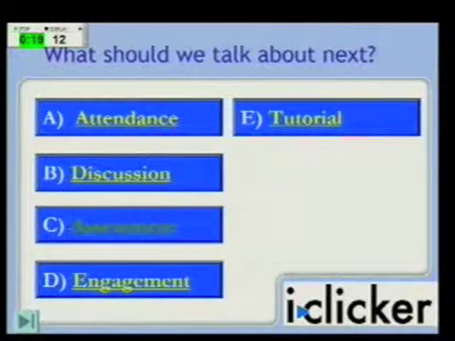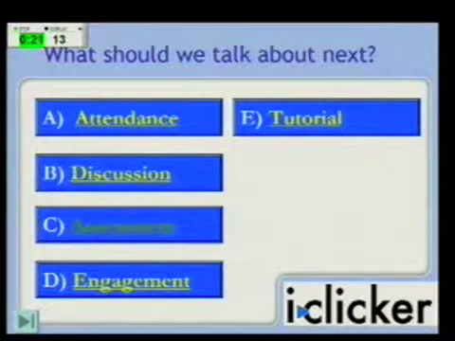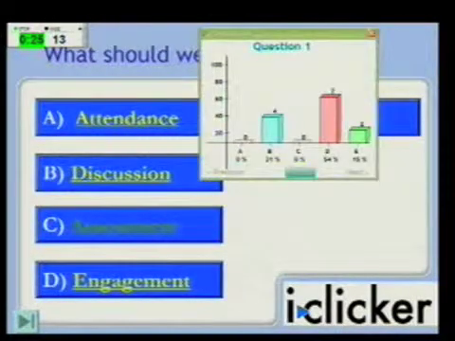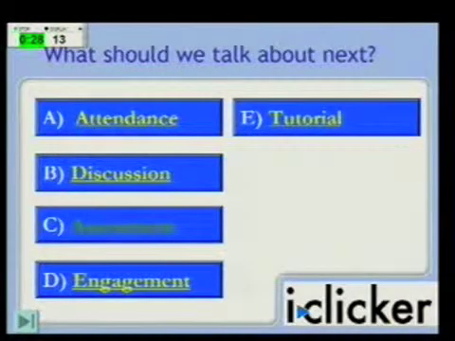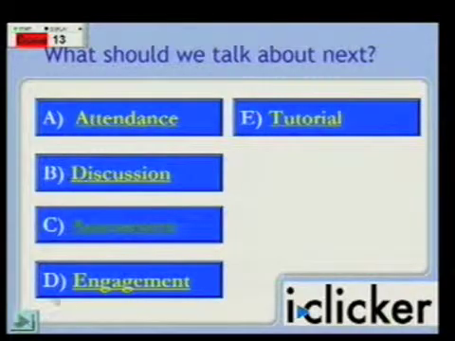Okay, we got the results in, and it looks like we're going pretty heavy for D. Let's see if my LCD was right. Yep, we're going pretty heavy for D. So engagement, let's just click. I'll stop listening to your votes and go straight to engagement here.